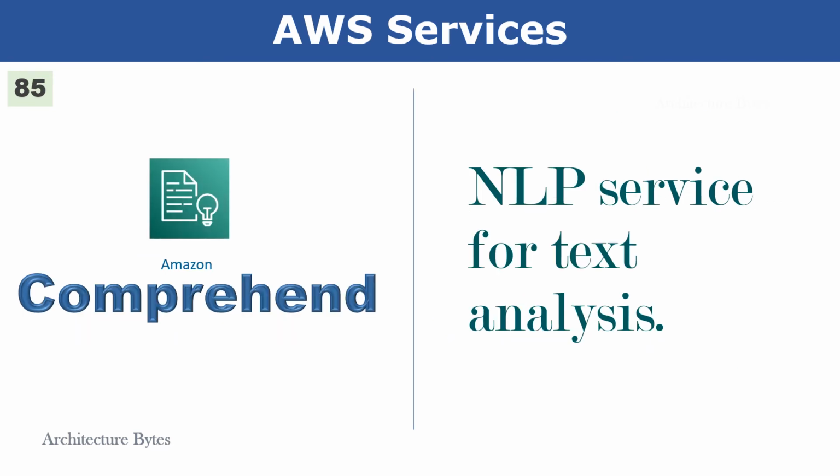Comprehend is a natural language processing service for text analysis that uses machine learning to extract insights from text in documents, emails, social media feeds, etc. An example use case could be to do a sentiment analysis on customer support requests.